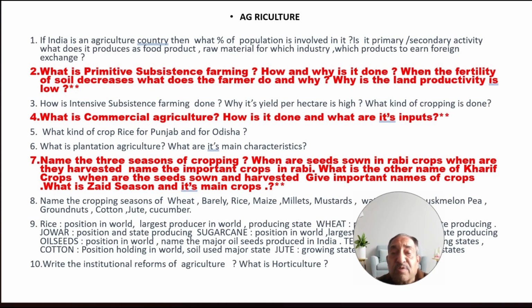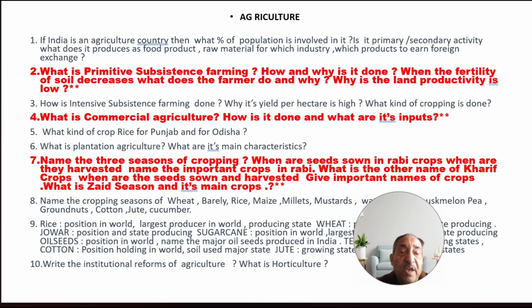ध्यान रखिए 2024 का भी क्वेश्चन ये है. What kind of crop is rice for Punjab and Odisha? Next, what is plantation agriculture? What are its main characteristics?